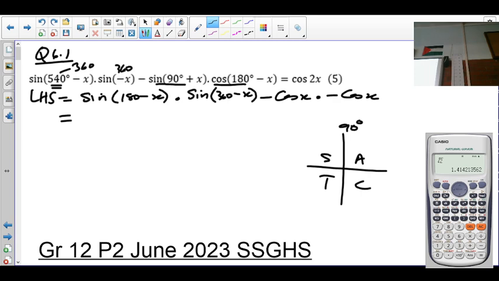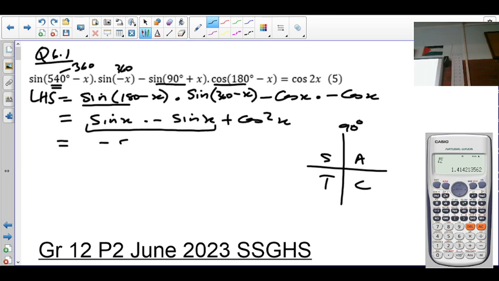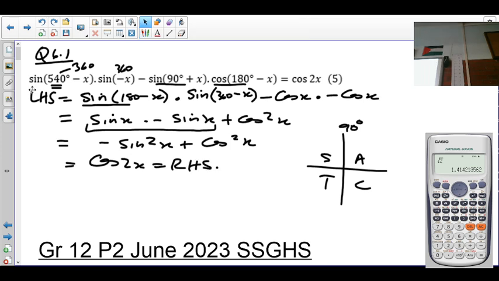So let's simplify. It's going to give you sine x times negative sine x, minus times negative, plus cos squared x. So sine x times negative sine x is negative sine squared x plus cos squared x, which is the same as cos squared x minus sine squared x. And what is cos squared x minus sine squared x equal to? Cos 2x, which is equal to the right hand side. Okay.